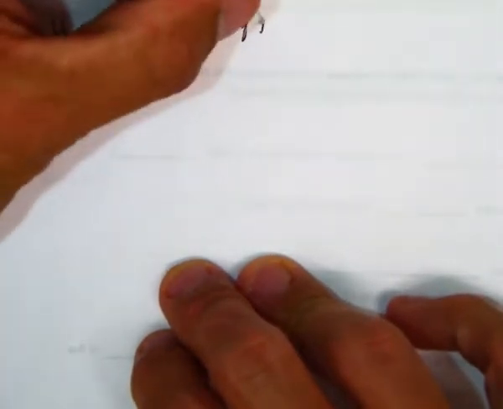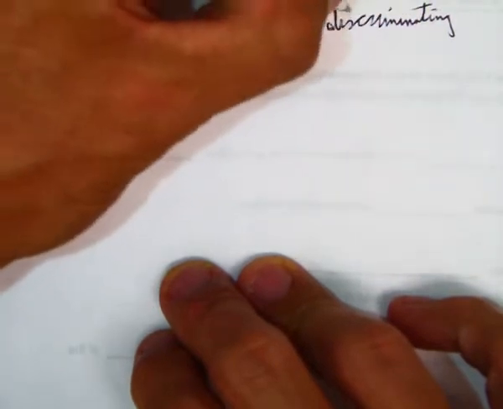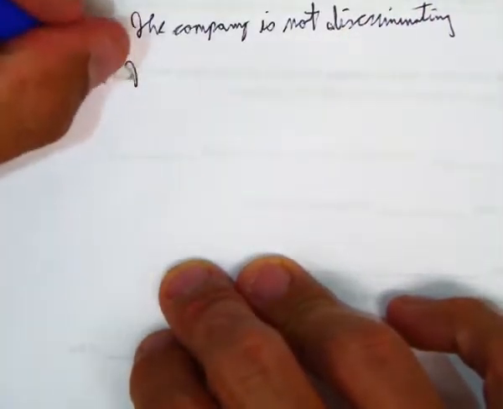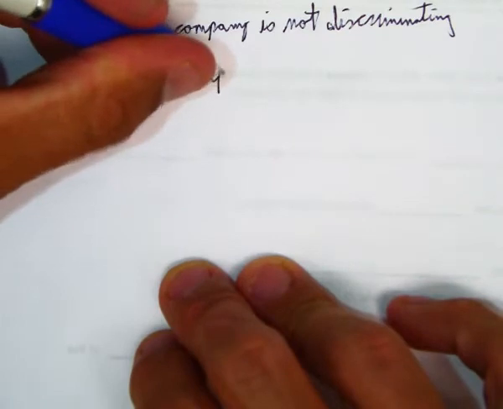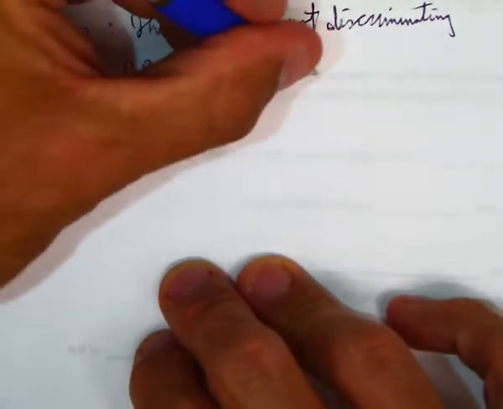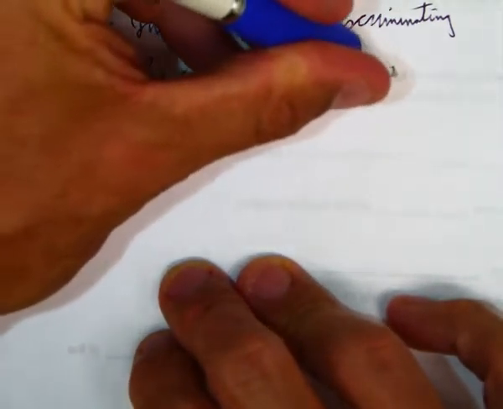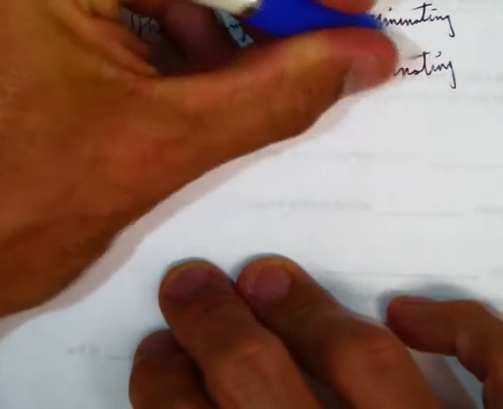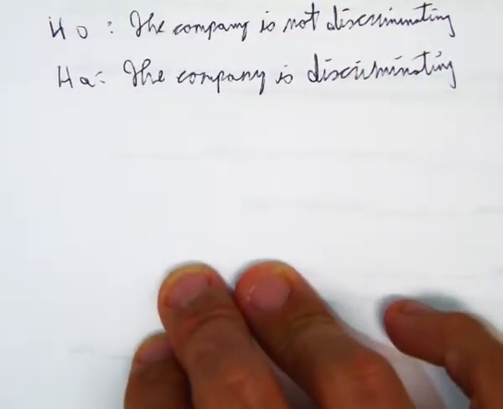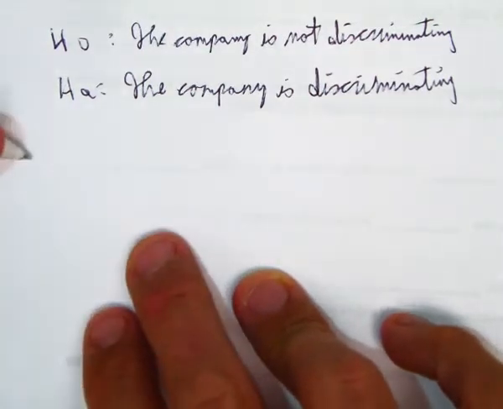Well, the first thing we're going to do is write the hypothesis. So what's the null hypothesis? The null hypothesis is the company is not discriminating. It's innocent. Always innocent until proven guilty, right? The alternative hypothesis is the company is discriminating. So they're guilty.